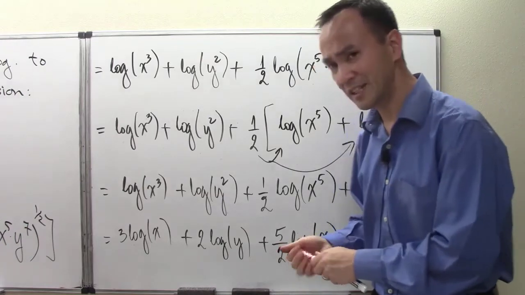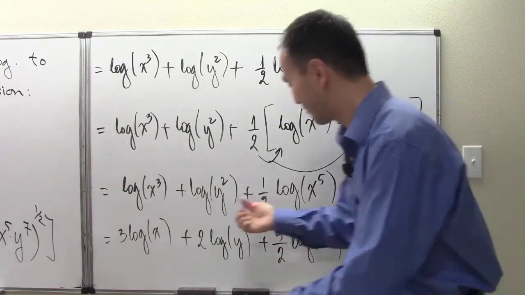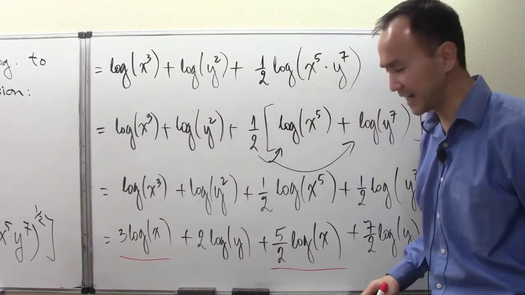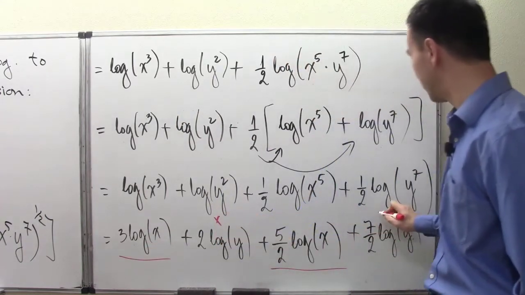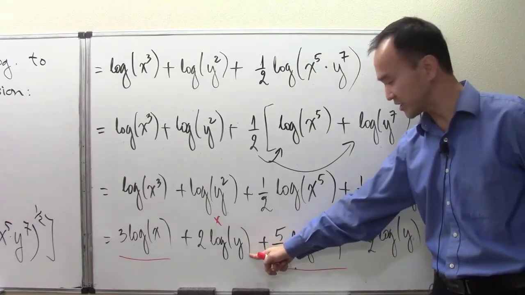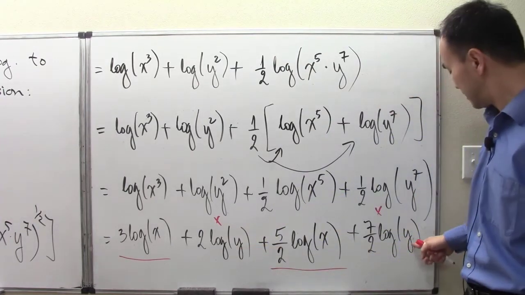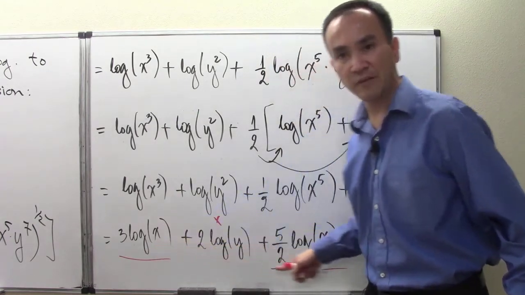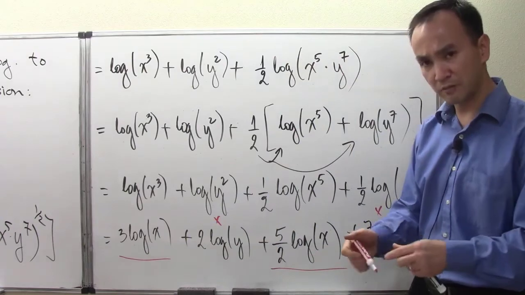We have like terms. For example, these two that I underlined in red, they are like terms. And these two that I underlined with a little red cross like that, they are like terms. They're like terms in the sense that they have the same log base 10 of y. These are like terms because they have log base 10 of x. Okay, so now we can combine like terms.